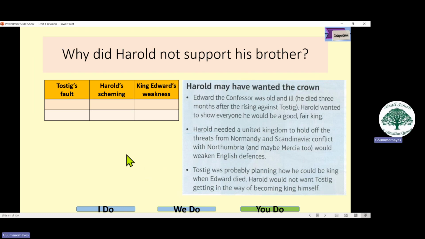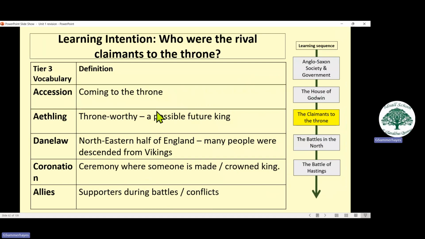Maybe even Tostig was plotting to become king. We know he was willing to do anything because he sided with Harold Hardrada. So maybe he was even, as second oldest brother, planning to usurp Harold there. Who knows? But the fact that they were brothers didn't seem to mean that there was any love between them.